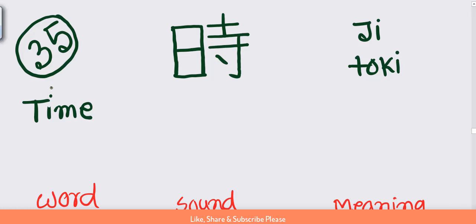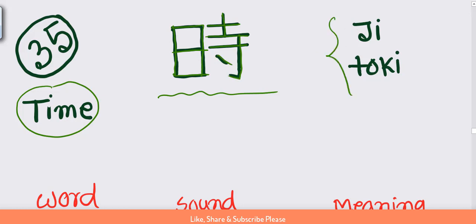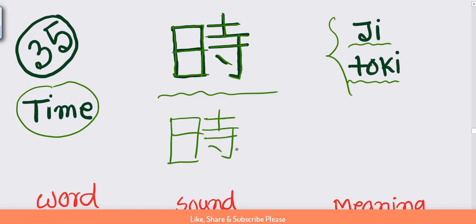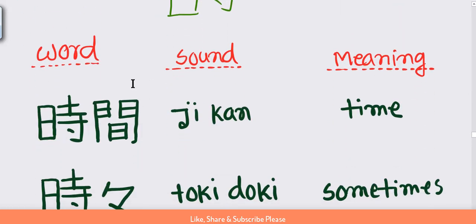In case of time, so related time, the kanji like that. So here is a stroke of that kanji. Here, this is a stroke. So the sound is like that, ji or toki. Ji or toki. So here, if you write again, so here is ji or toki, in case of time or meaning of time.